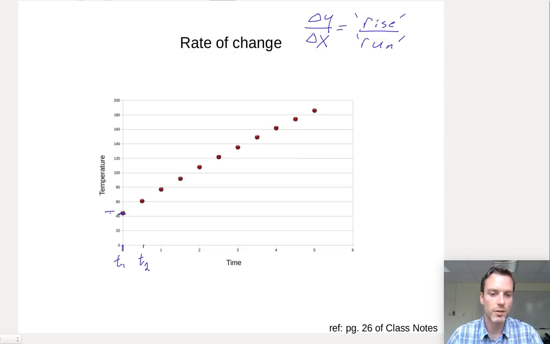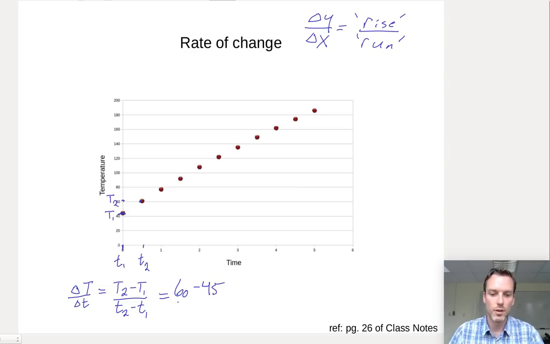And let's take this as capital T for temperature, T1, and T2. Then the average rate of change over this time interval is just delta T, so the change in big T, over delta small t. So that's just given by T2 minus T1 over t2 minus t1, which is equal to, well, this is approximately 60, and that's about 45, let's say. And the time interval is 1/2 and 0. Okay, so if you calculate that, you get 30.